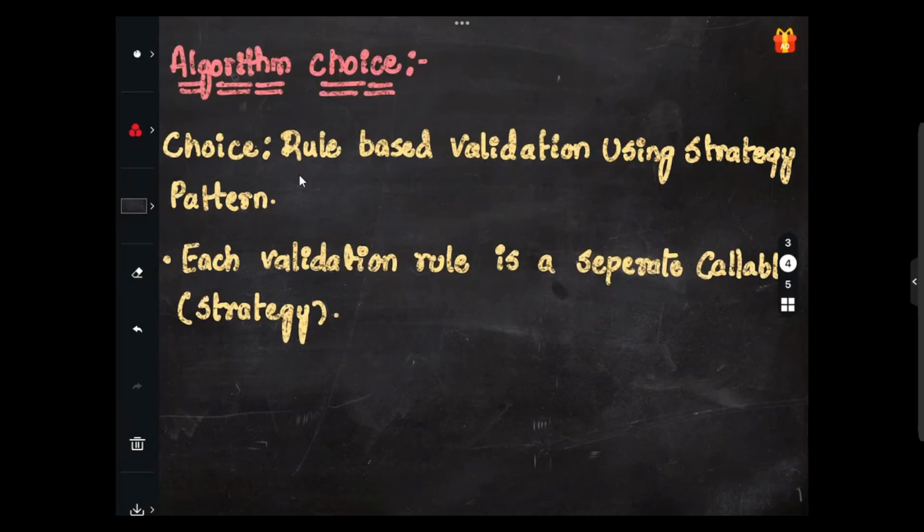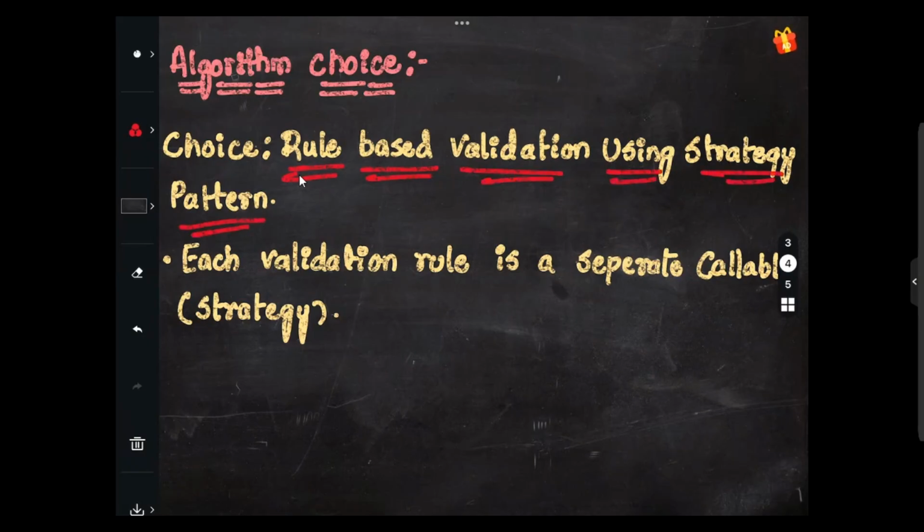Now as we have a complete idea of the functional as well as the non-functional requirements, let's quickly discuss the algorithm choice. Based on the requirements and the question that we had discussed, I went with rule-based validation using the strategy pattern. For the previous question also, we went with the strategy pattern itself, so for this also we'll be going with the same thing.